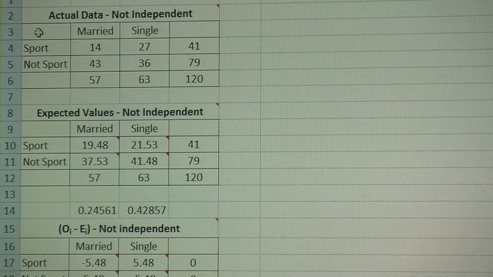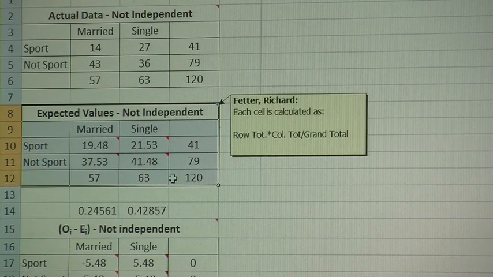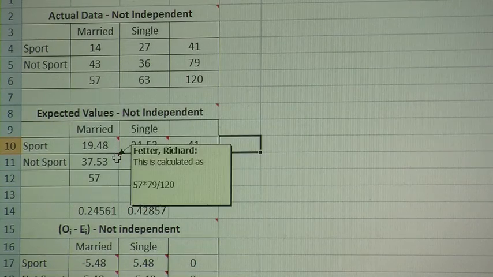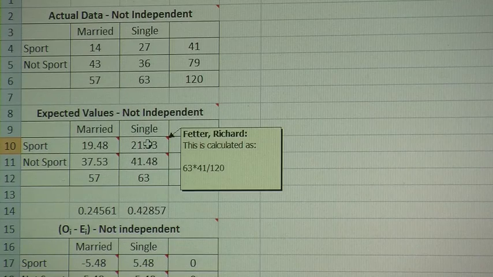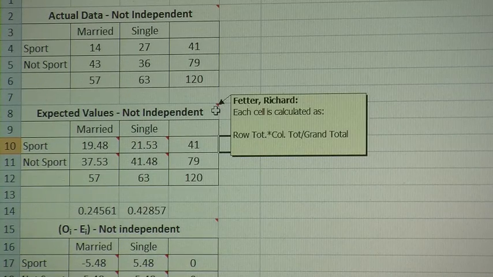Alrighty. Now you'll recognize this data. This is what we started out with originally. And then we build a table of expected values. And by the way, if you see these little red tags, I've put notes in throughout this to show you what's going on. So this says each cell is calculated as the row total times the column total divided by the grand total. Okay, let me repeat that. The row total times the column total divided by the grand total.